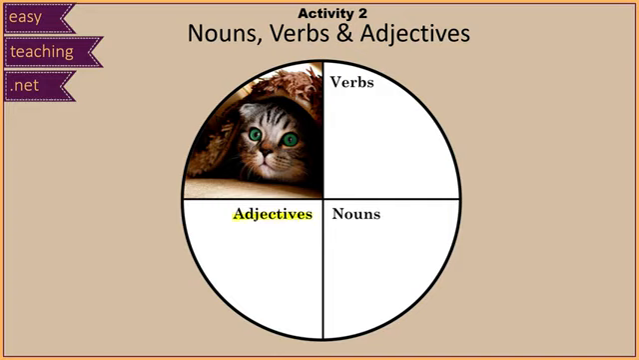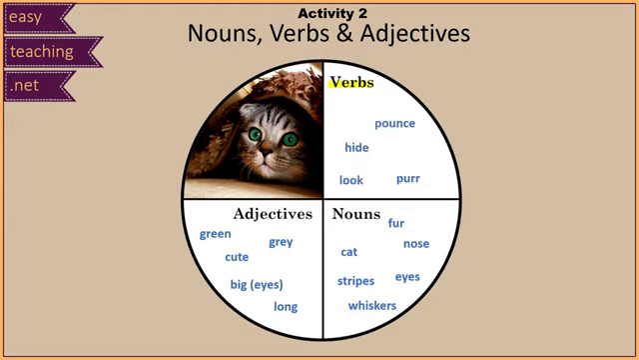The adjectives I think of when I look at this picture are cute, big, grey, long, and green. My nouns are cat, eyes, fur, whiskers, nose, and stripes. Verbs which match the picture are look, hide, purr, and pounce.